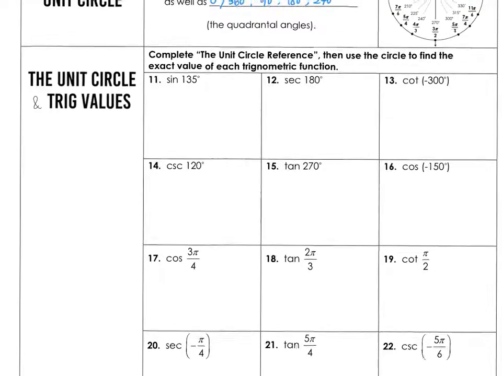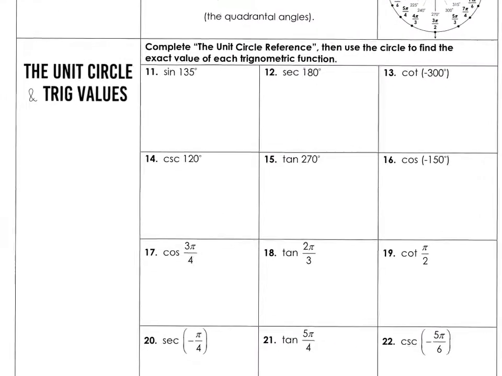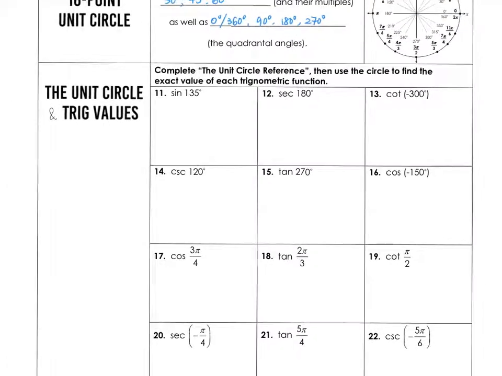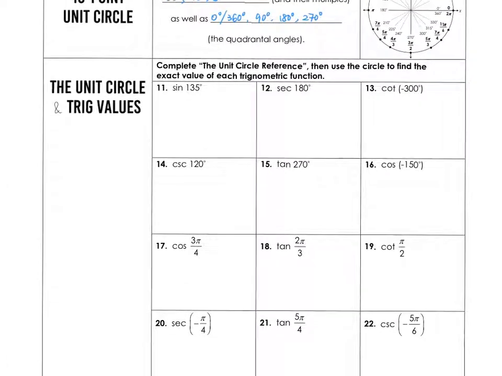Complete the unit circle reference, then use the circle to find the exact value of the trigonometry. I don't know why my sheet is tilted. I made a separate video of the reference sheet for the unit circle. It's really important to watch that video first, and then once you have that, you can complete the unit circle and bring that sheet with you and then complete the practice here.